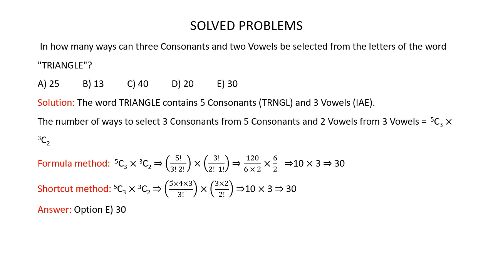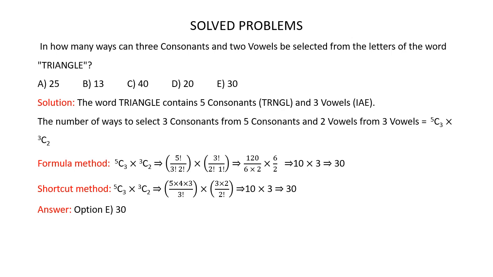Now we know that 5 factorial is 120, 3 factorial is 6 and 2 factorial is 2. On solving this we get 10 multiplied by 3 factorial is 6, 2 factorial is 2 and 6 by 2 is nothing but 3. So now we have 10 multiplied by 3, which is 30.